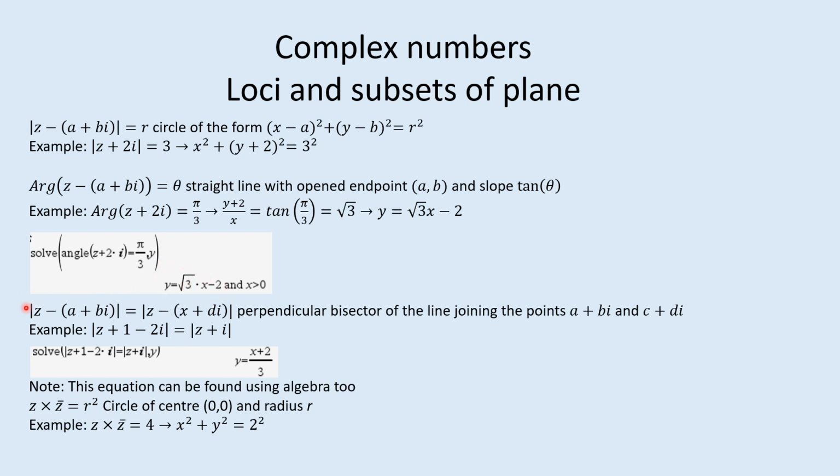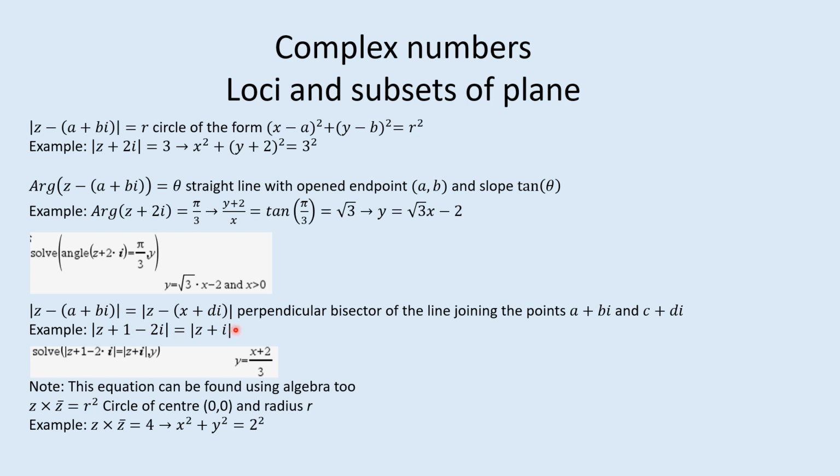The next equation, so this time you got two fixed complex numbers, a plus bi and c plus di. And basically your complex number z, which is x plus yi, is equal distance from these two complex numbers. So your result would be a perpendicular bisector of the line joining the two complex numbers. So an example is given here.